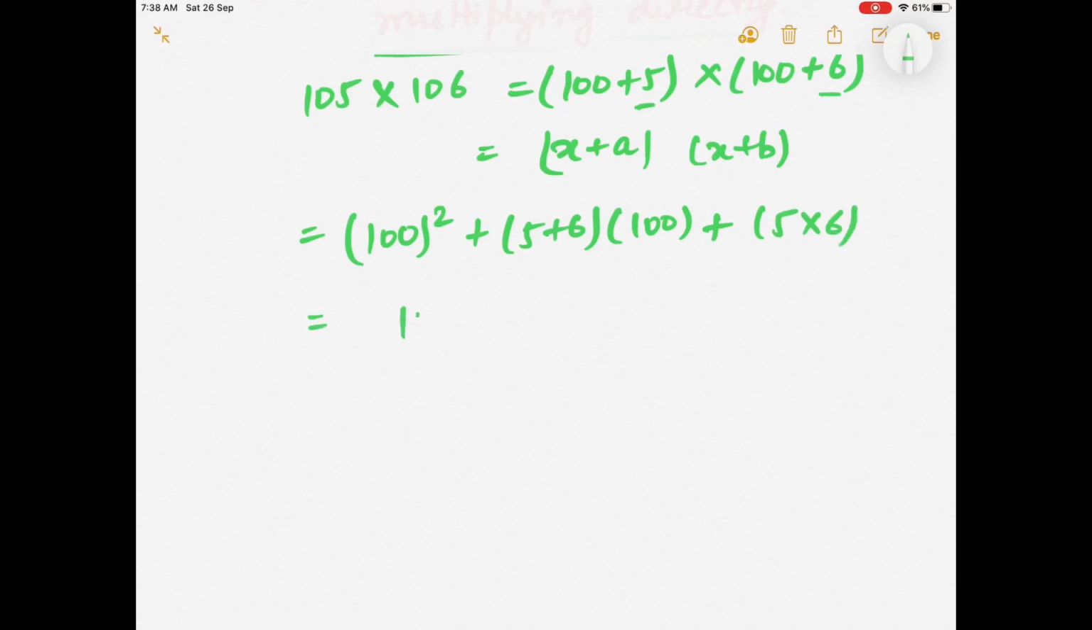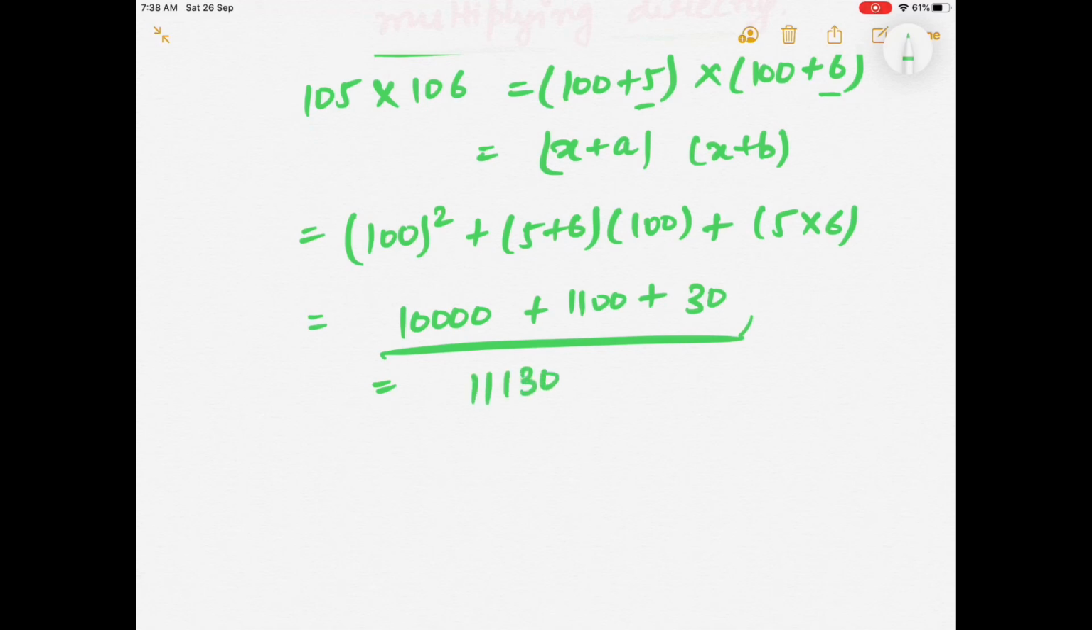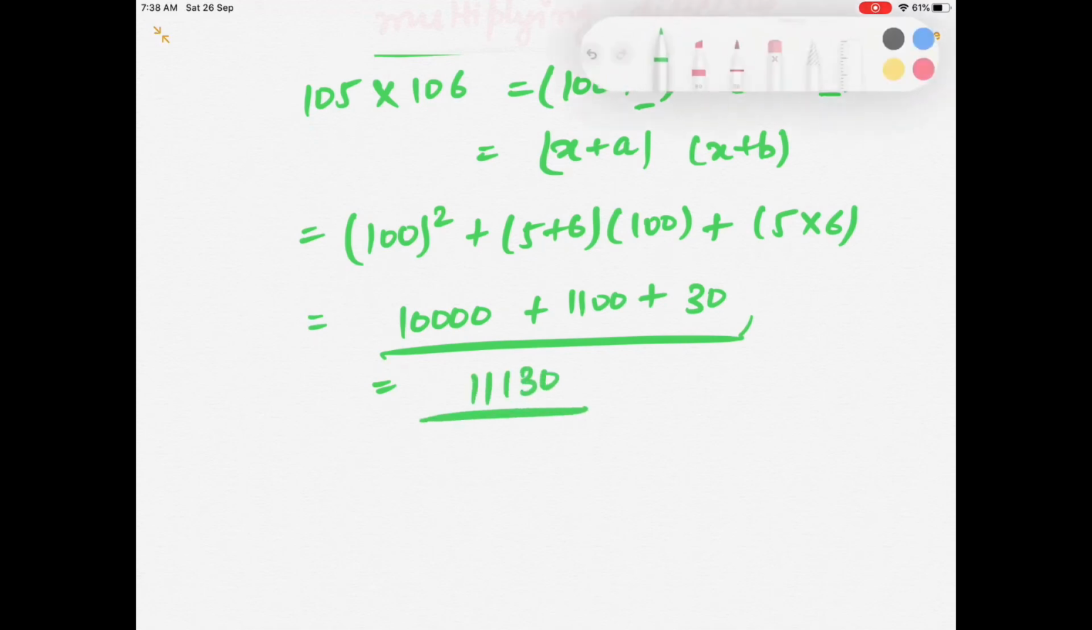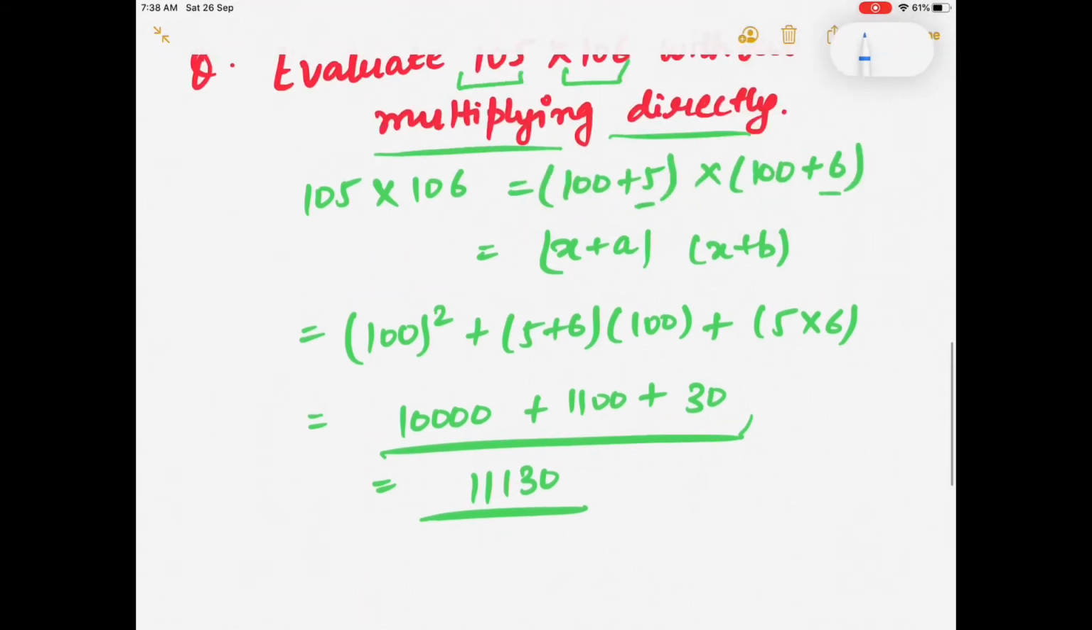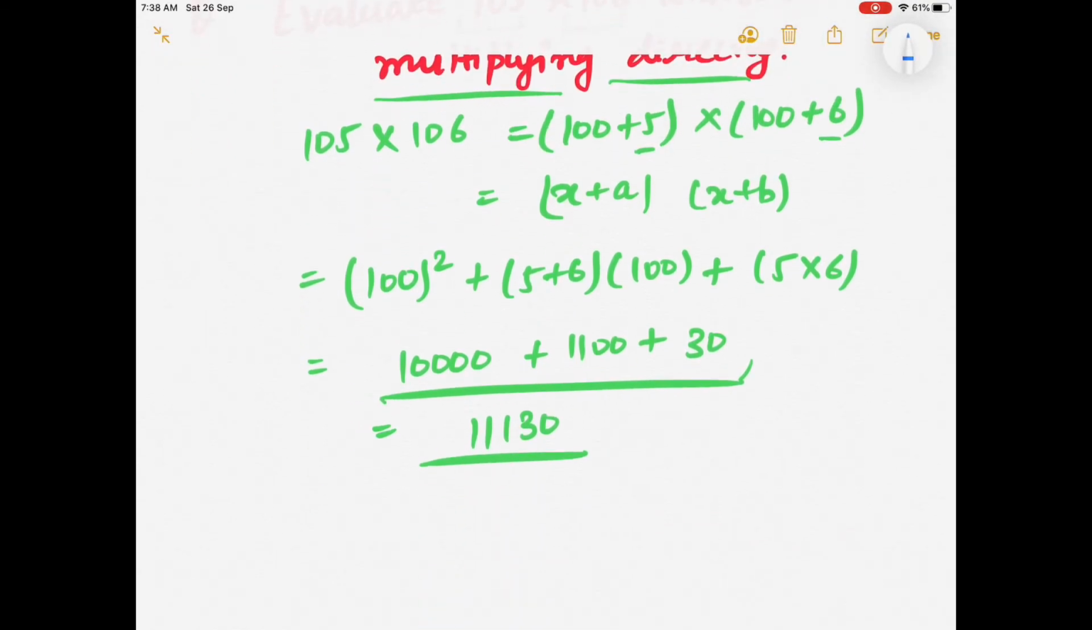Now what is the square of 100? 10,000 plus 6 plus 5 is 11, 11 into 100 is 1100, and 6 fives are 30. Now we just have to add all of these quantities. What will be our final answer? 11130. This is our final answer. So you can see that a mathematical identity makes our calculation easier and a bit time saving.